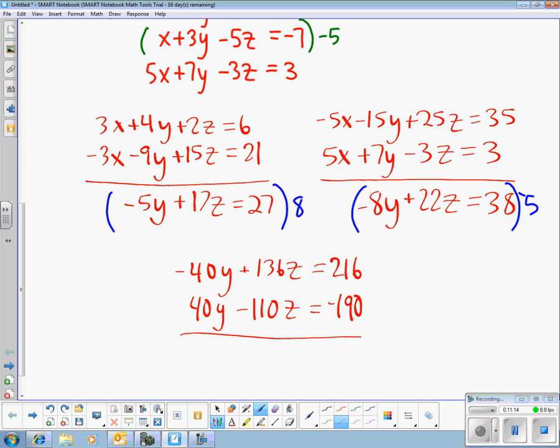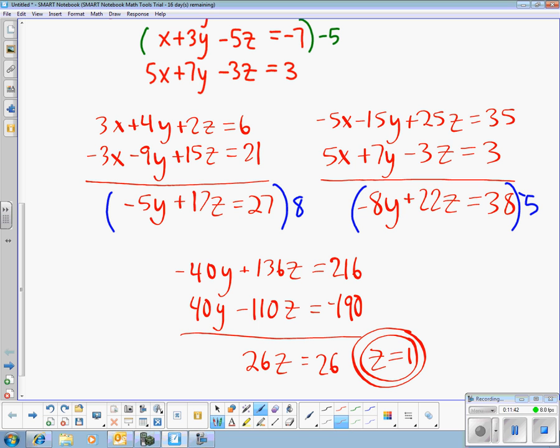Okay, so back to my system of two equations and two unknowns. The y's are going to go away. The 136z minus 110z is 26z, and 216 minus 190 is 26. Isn't that convenient? So therefore, z equals 1. Okay, so that's a third of it right there.